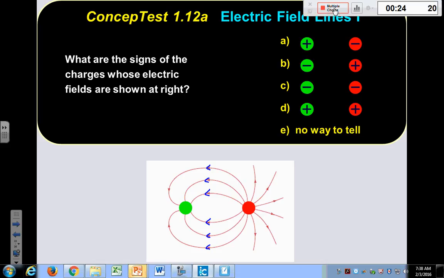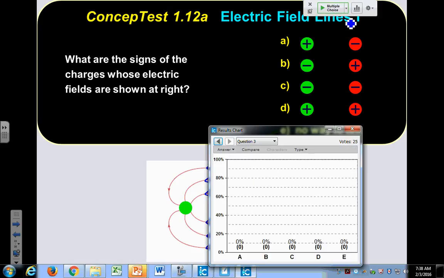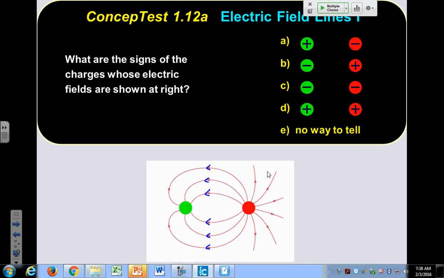All right, let's stop at 30. Okay, good. B is the right answer. Field lines go into a negative charge, and they come out of a positive charge, so it looks like that.